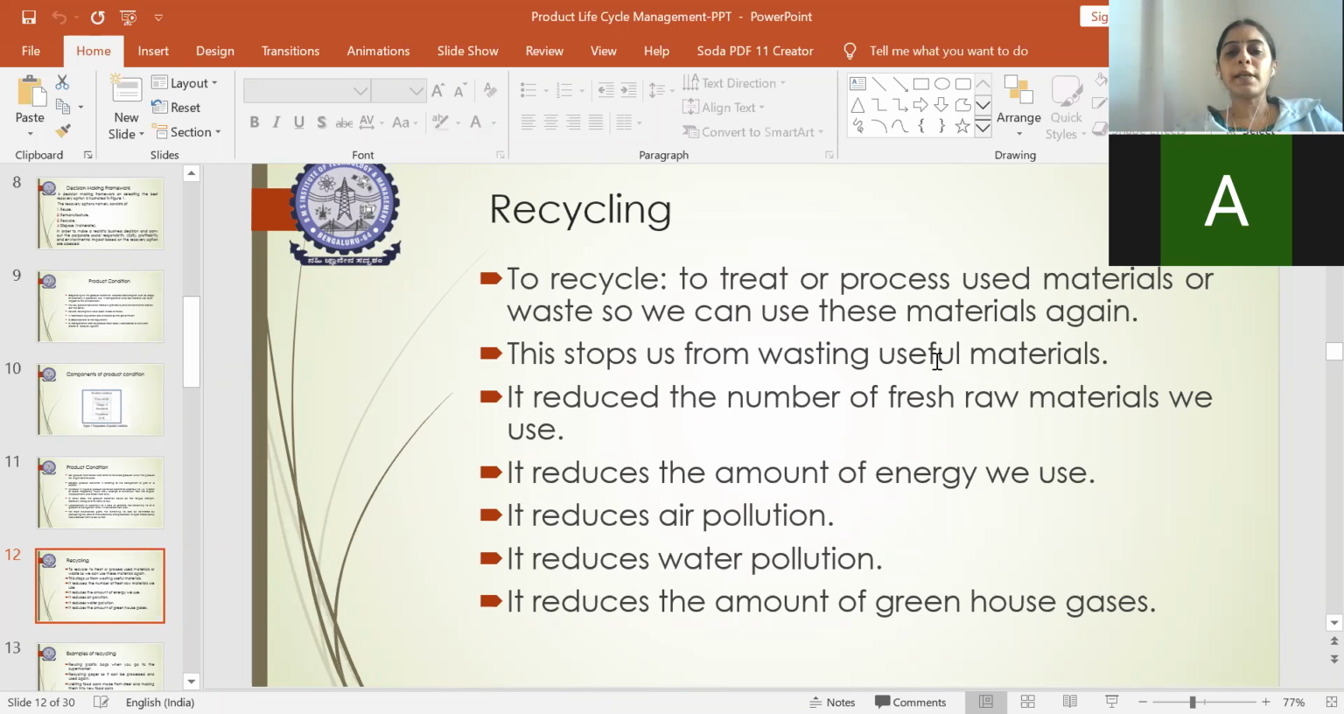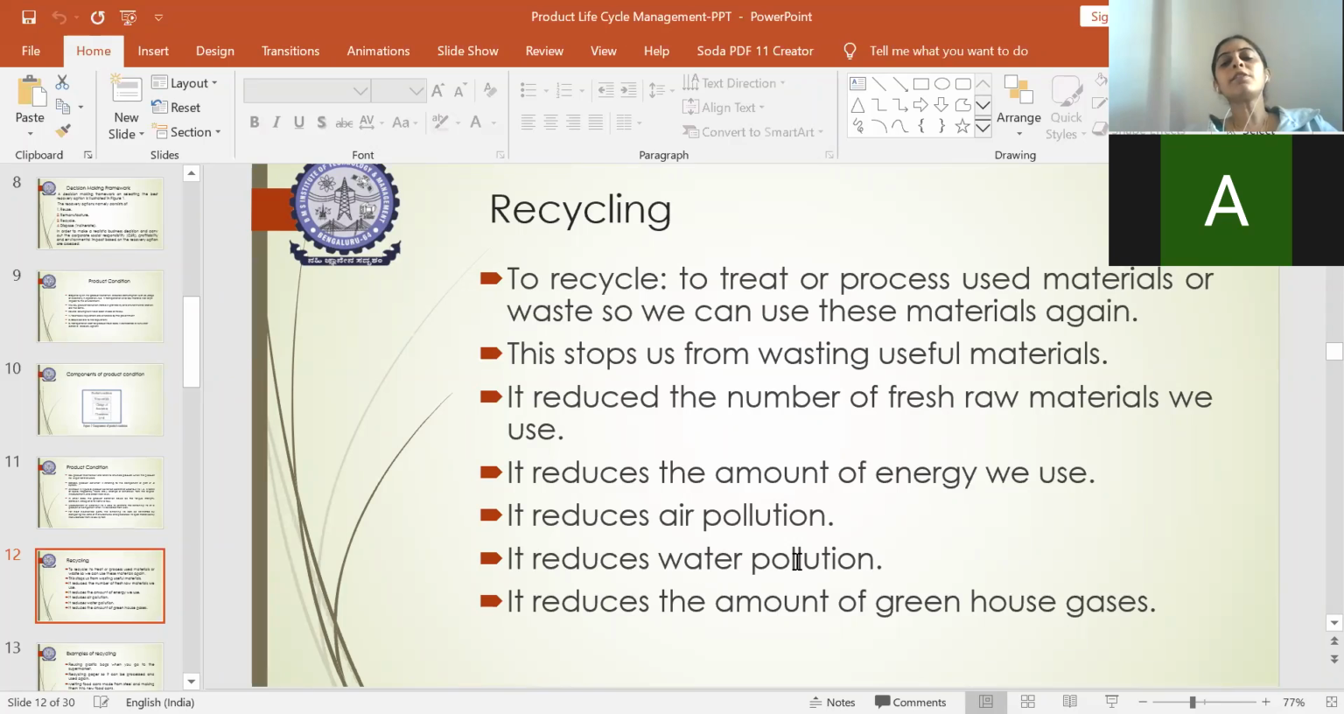It also helps in stopping the wasting of useful materials, because it reduces the amount of fresh raw materials we need. It also reduces the amount of energy we use in manufacturing the same material again and again. If the material is a little bit toxic or harmful, or is polluting a little in its production or in the working operation, then it reduces air pollution if you are not manufacturing the same material again and again.